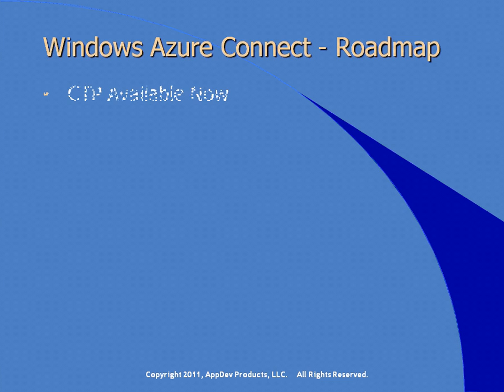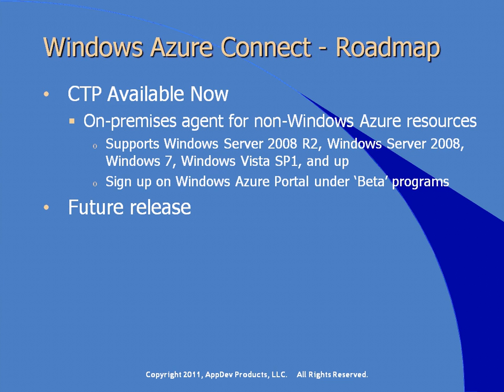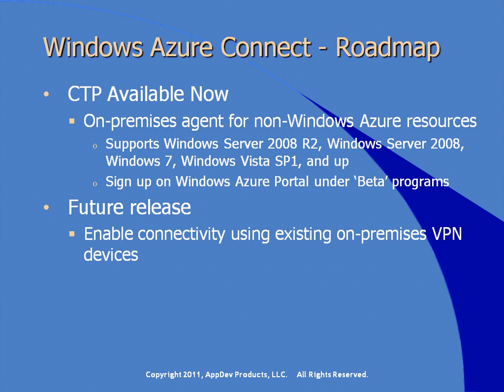This is secured via end-to-end IPsec with DNS name resolution. Now, with all this talk about Windows Azure Connect, we do need to let you know that it is in CTP right now. The CTP is available with the on-premise agent for non-Windows Azure resources. This supports Windows Server 2008 R2, Windows Server 2008, Windows 7, Windows Vista SP1 and up. And you can sign up on the Windows Azure Portal under the beta programs. For future releases, Windows Azure Connect will enable connectivity using existing on-premise VPN devices.